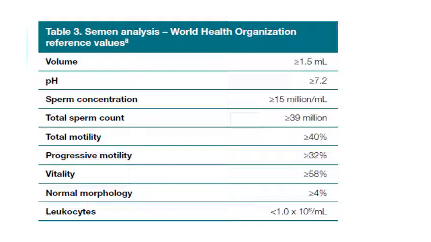When the count is low, we call it oligospermia. When there are no sperms, we call it azoospermia. When there are abnormal sperms, we call it teratozoospermia. When there is lack of motility, we call it asthenozoospermia. When there is lack of motility along with low count, we call it oligoasthenozoospermia.